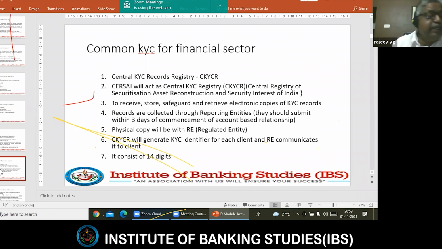And under Central KYC, what is happening? Let us see what is happening. All the banks, all the institutions, all the regulated entities, they have to upload the KYC particulars.